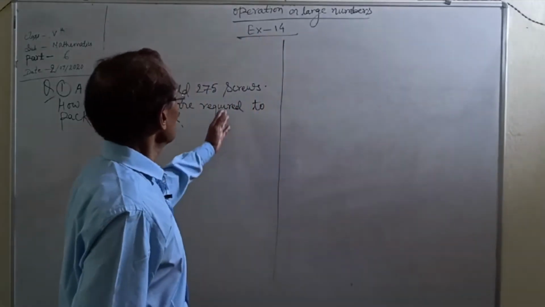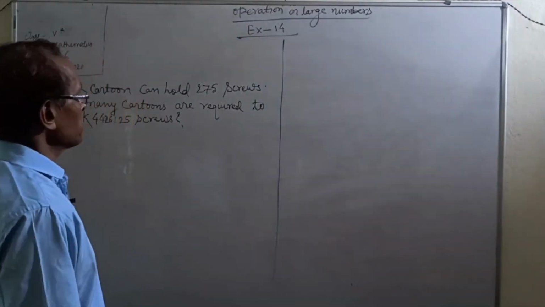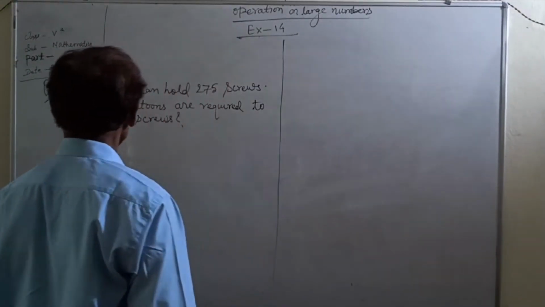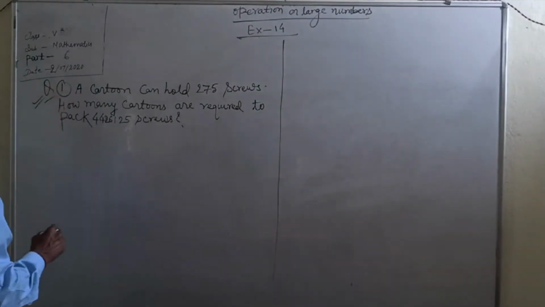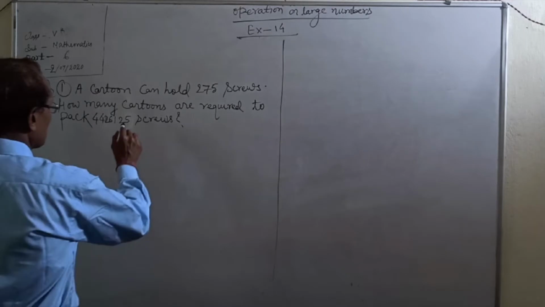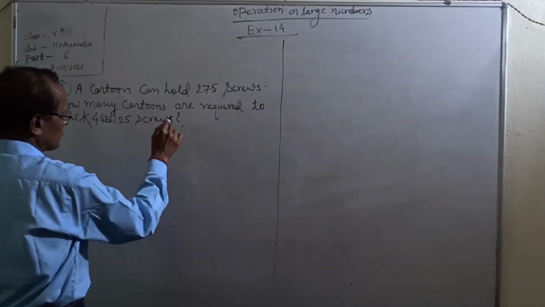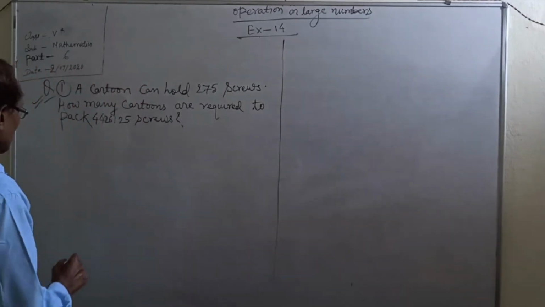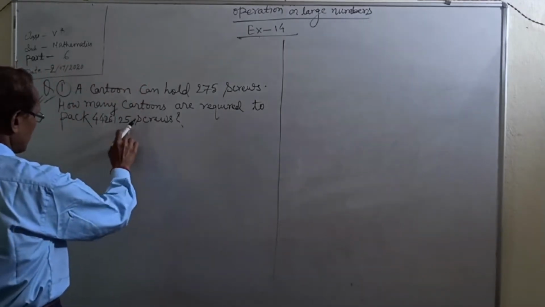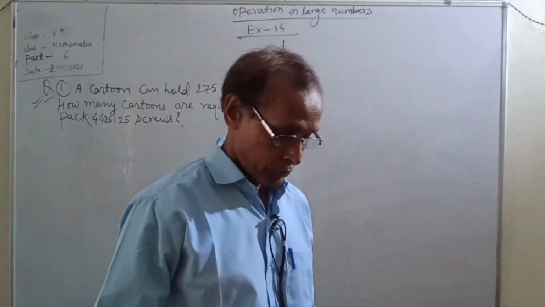Today I am going to start exercise 40 in the chapter operation on numbers. I am taking one question from exercise 40. The question is, a carton can hold 275 SKUs. How many cartons are required to pack 44 lakhs 26,125 SKUs? Is it right?